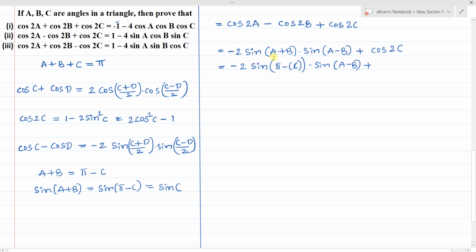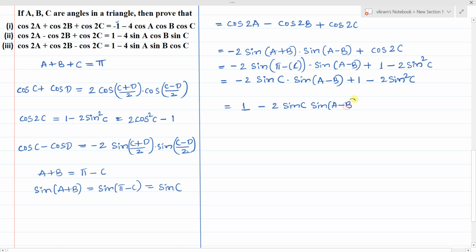Because I am representing sine of a plus b in terms of sine c, it is better to use the sine formula here, 1 minus 2 sine square c. Now I can write this as minus 2 sine of pi minus c as sine c into sine of a minus b, plus 1 minus 2 sine square c. Which can be written as, writing the 1 separately, 1 minus 2 sine c into sine of a minus b minus 2 sine square c.